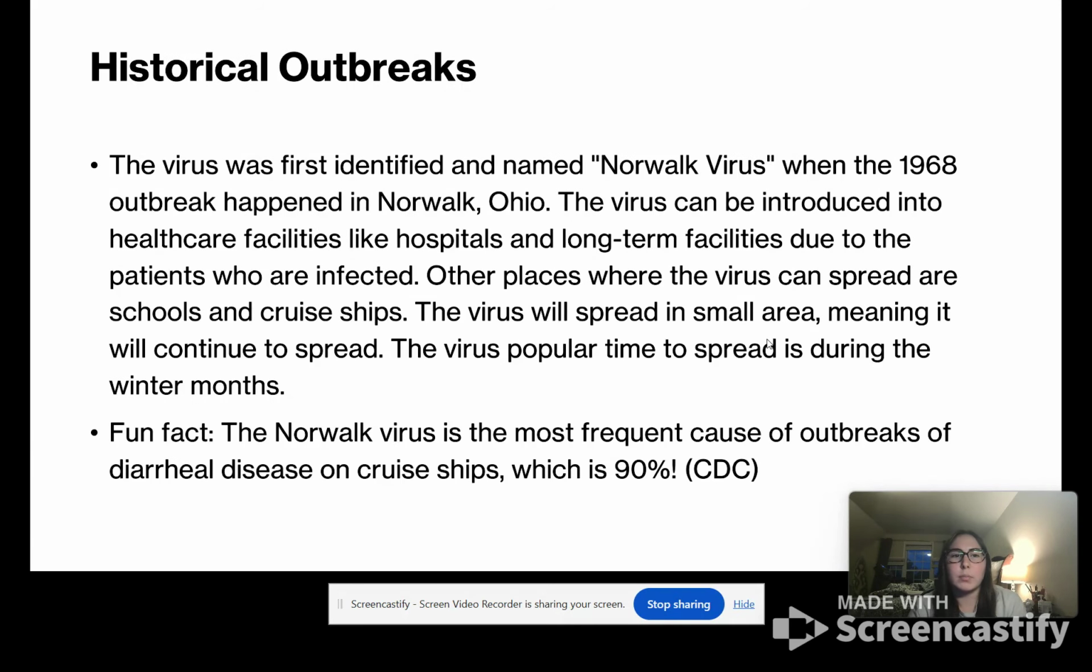Historical outbreaks. The virus was first identified and named Norwalk virus when the 1968 outbreak happened in Norwalk, Ohio. The virus can be easily introduced into healthcare facilities like hospitals and long-term facilities due to patients who are infected. Other places where the virus can spread are schools and cruise ships.